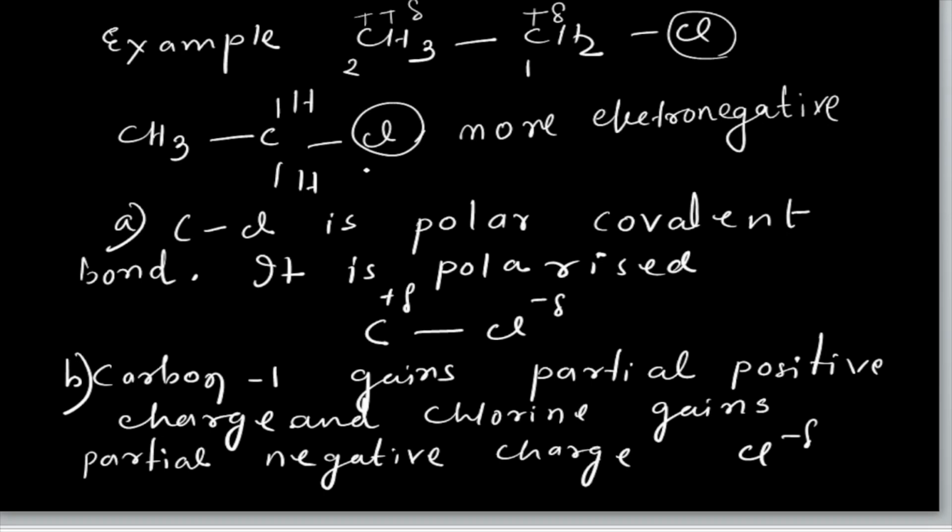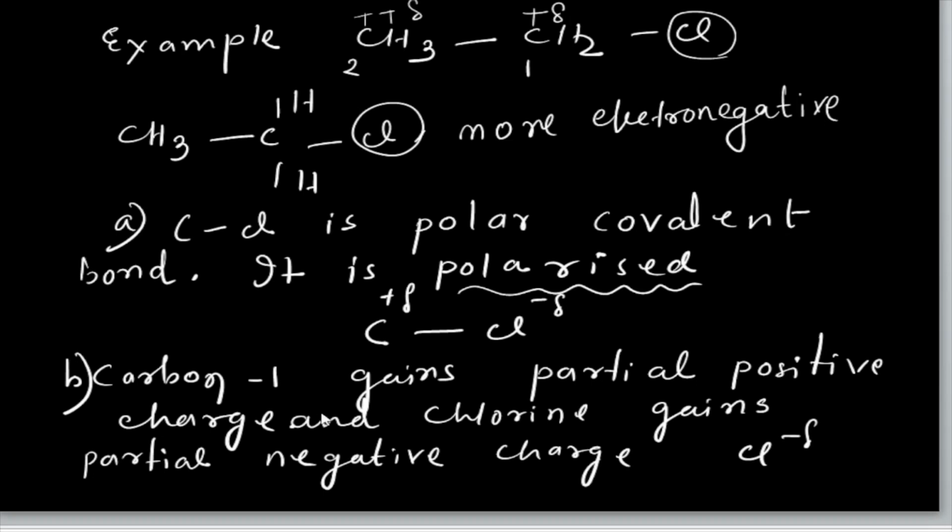Polarized means it is not an ionic compound, or a compound held by electrostatic force, but actually it is polar covalent. Why? Because one acquires a delta negative and the other acquires a delta positive. So it is called polarized. Polarized means delta negative and delta positive charge existing. Carbon 1 gains partial positive charge, and chlorine gains partial negative charge.